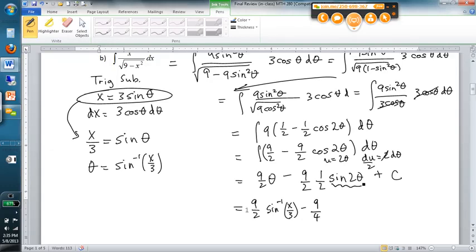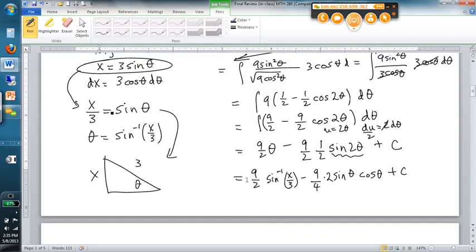Well, sine of 2 theta, remember we can write the double angle of it as 2 sine theta cosine theta. Because can I get sine of theta and cosine of theta from the little triangle here? If this is theta, wouldn't this be x and that be 3? Well, sine of theta is just x over 3. But cosine of theta, adjacent over hypotenuse. What's my adjacent here? A little Pythagorean theorem. Wouldn't it be the square root of 9 minus x squared?